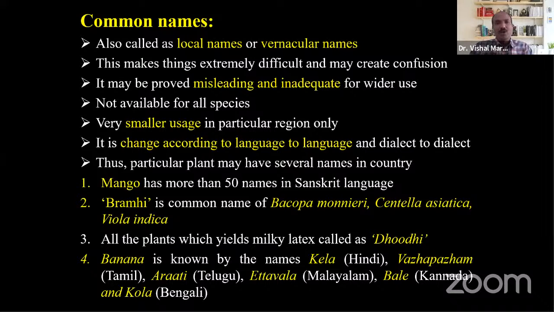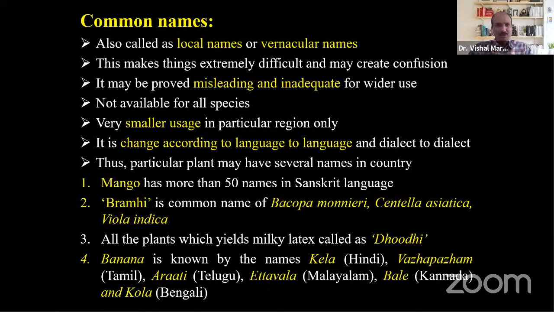Again, there are a lot of plants in our surroundings which yield milky latex. We commonly call them dudhi. If we do not know the scientific names, all these plants have the same name because of the same character, that is, they yield milky latex, so naturally they are commonly called dudhi. Again, for example, banana is known as Kela in Hindi, Vazhapazham in Tamil, Arati in Telugu, Ethapazham in Malayalam, Balle in Kannada, and Kola in Bengali.